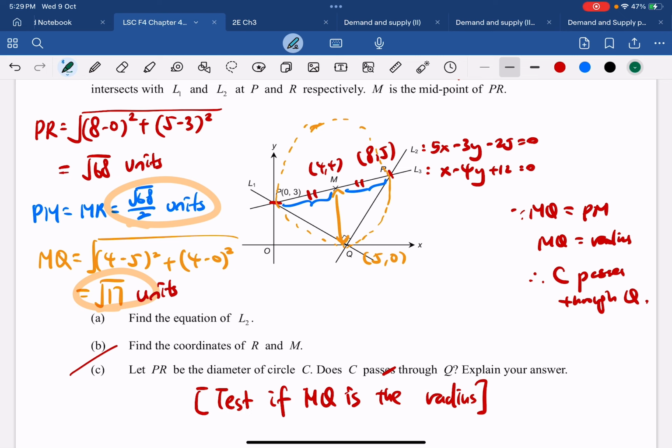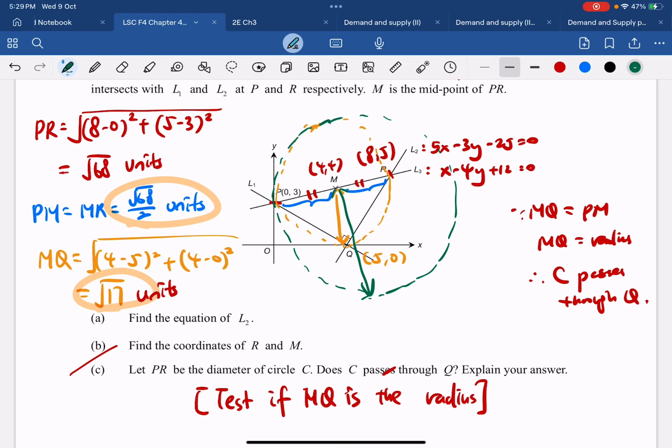Okay, if C does not pass through Q, maybe the circle will be something like this. So you see in this case, for sure, MQ is not the radius, right? Because the radius should be here. So MQ should be smaller than the radius. So we need to test if MQ equals the radius for this question.